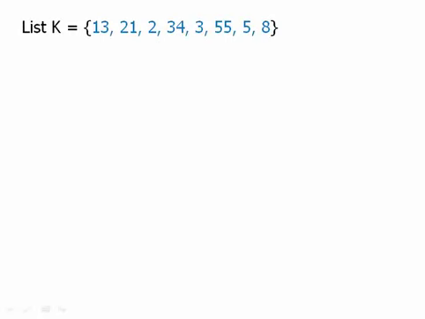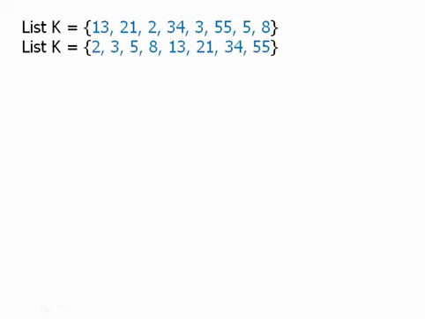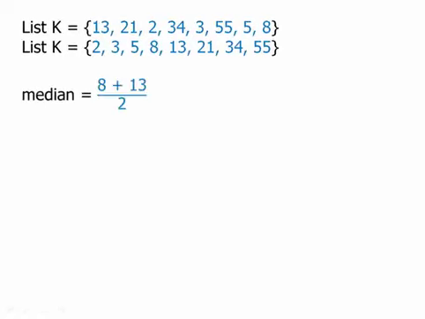Suppose we're given this list. Well, the very first thing we have to do is put that list in order. So now it's in order. So now the median, there are 1, 2, 3, 4, 5, 6, 7, 8 numbers on this list. And so the median has to be between 8 and 13. So we're going to average 8 and 13. 8 plus 13 divided by 2, 21 divided by 2, 10.5. 10.5 is the median of list K.